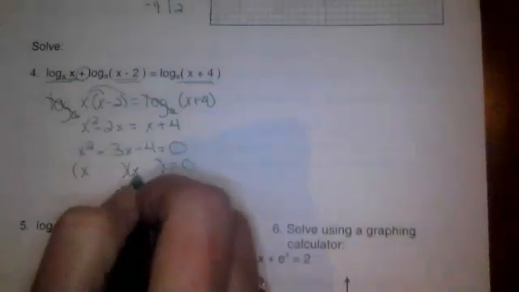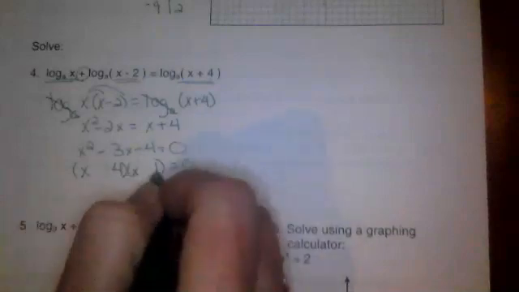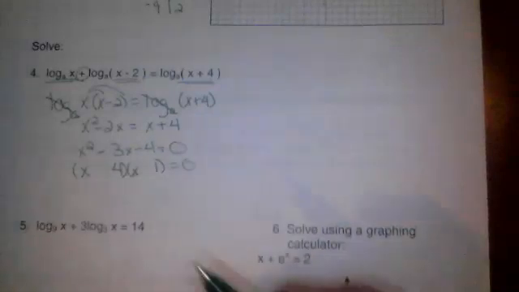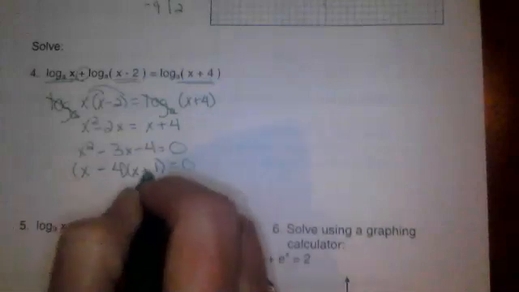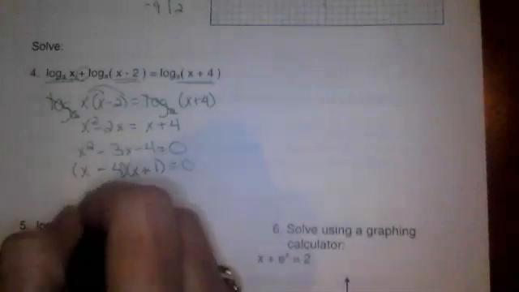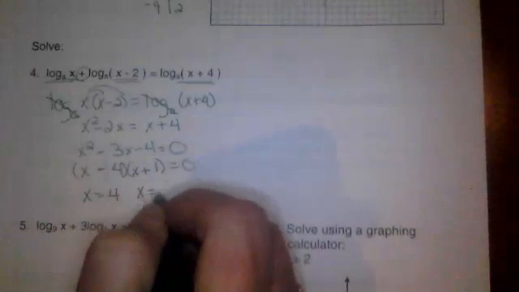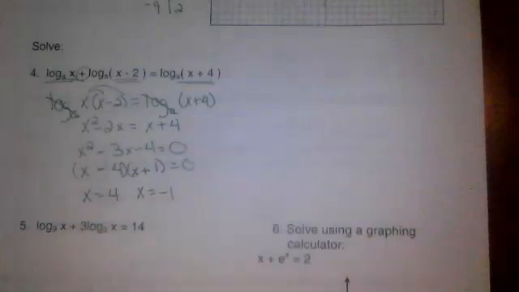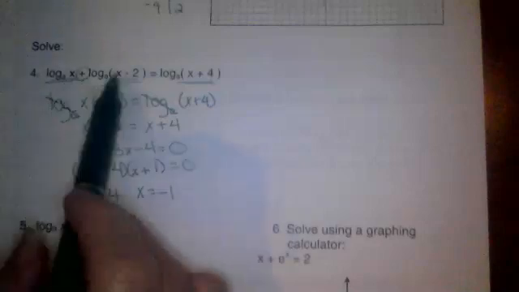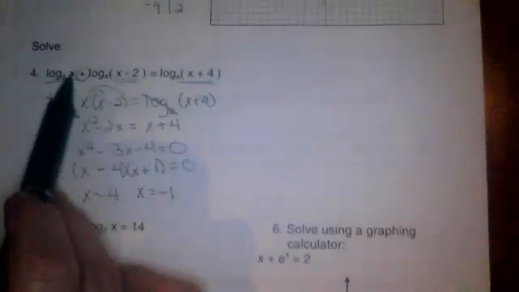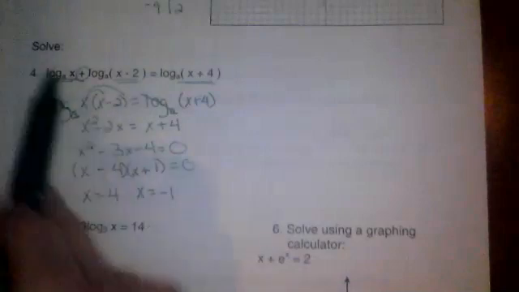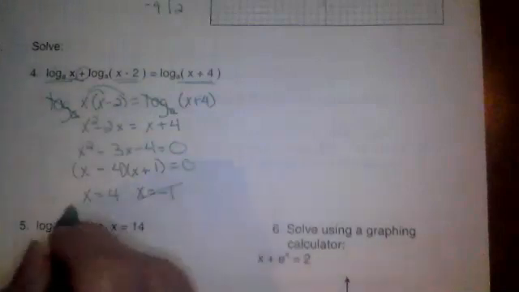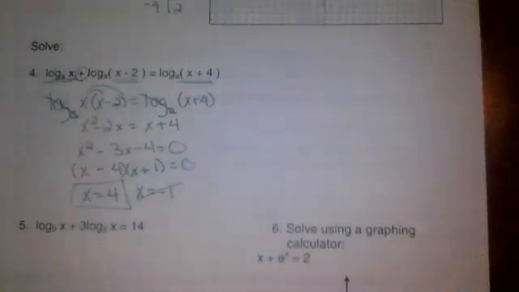And then I just factor. So I have x times x. To get 3 in the middle, I need to use 4 and 1 instead of 2 and 2. And negative 4 plus 1 would give me negative 3. So x is 4, or x is negative 1. But don't forget, we need to go back and check those solutions. The 4 looks like it would be fine, but the negative 1 we can't use because we can't take the log of a negative number. So only x equals 4.